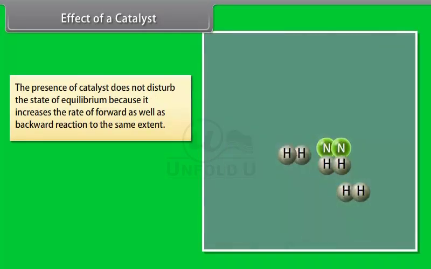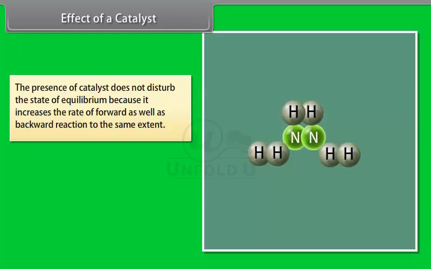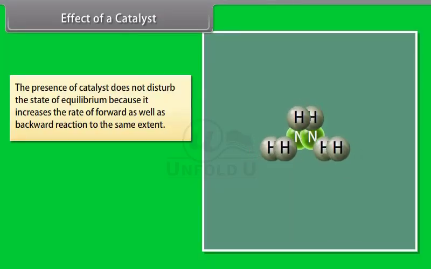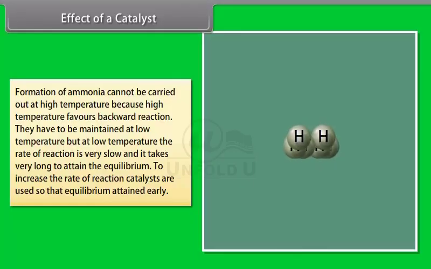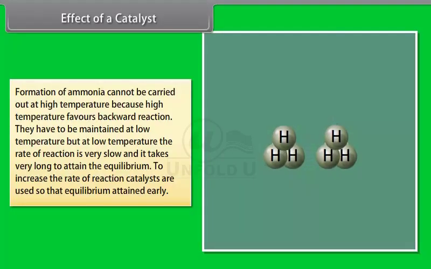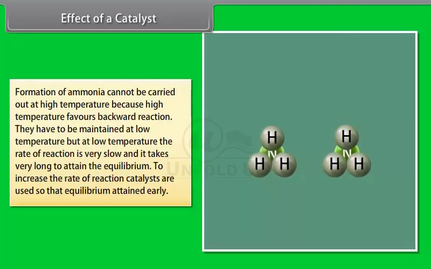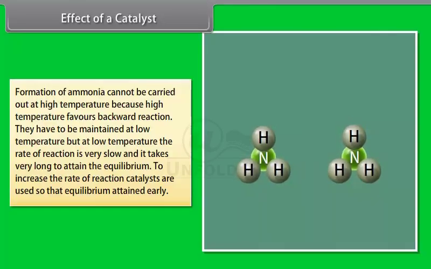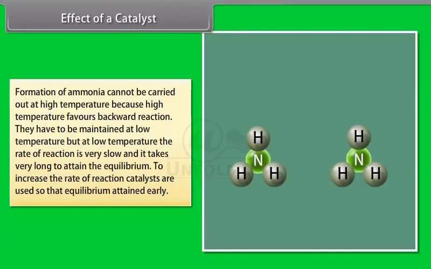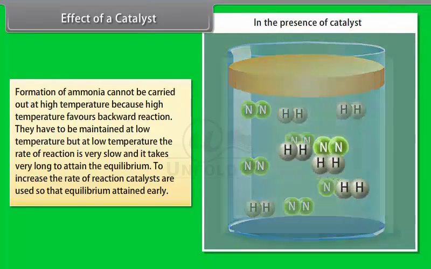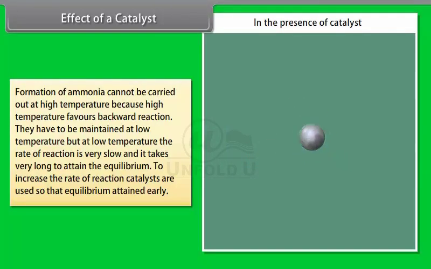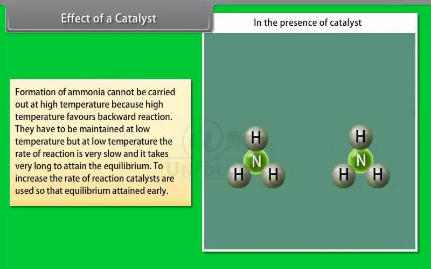Effect of a catalyst. The presence of a catalyst does not disturb the state of equilibrium because it increases the rate of forward as well as backward reaction to the same extent. The reaction of formation of ammonia cannot be carried out at high temperature because high temperature favors the backward reaction. It has to be maintained at low temperature, but at low temperature the rate of reaction is very slow and it takes very long to attain equilibrium. To increase the rate of reaction, catalysts are used so that equilibrium is attained early.